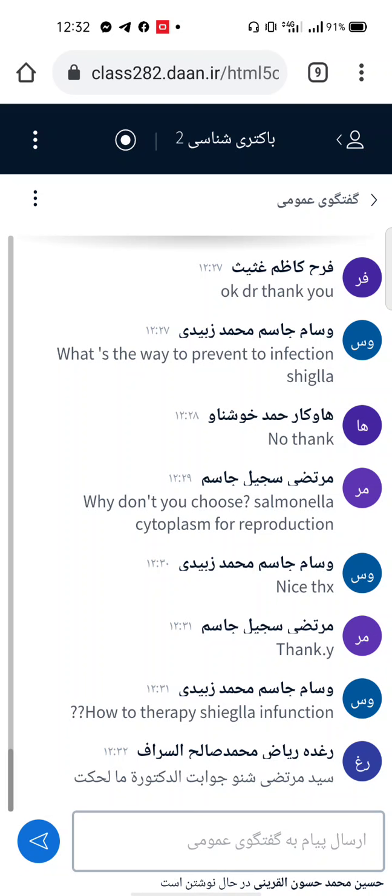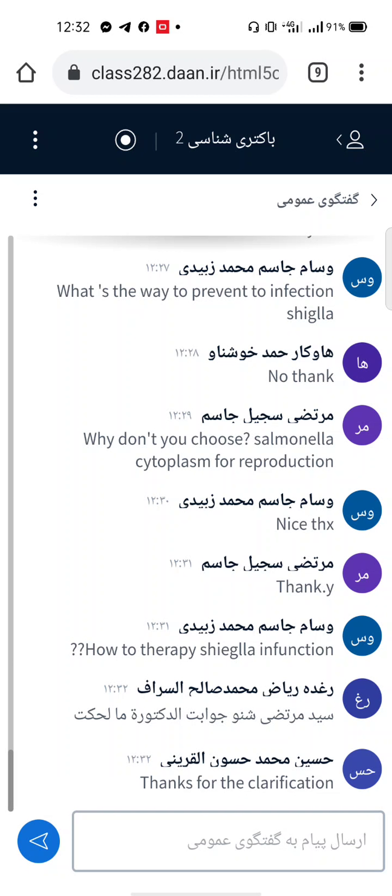How to treat Shigella infection? As I told, shigellosis is self-limited. It means your immune system can control shigellosis; you don't need any therapy. But antibiotic treatment is recommended. Why? To reduce the risk of spread to family members.